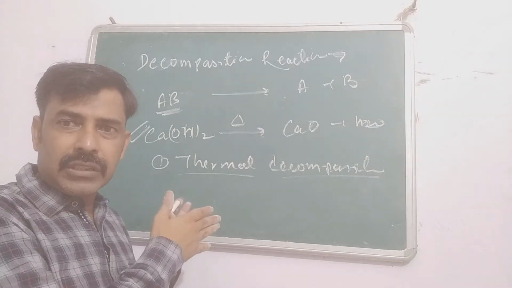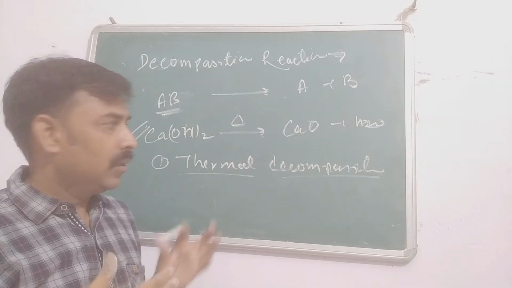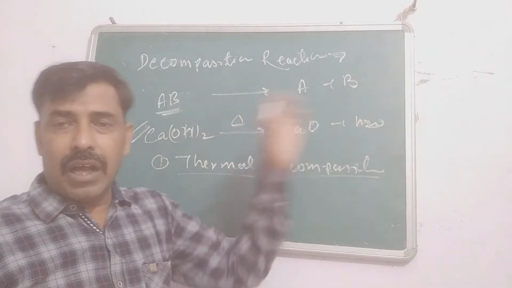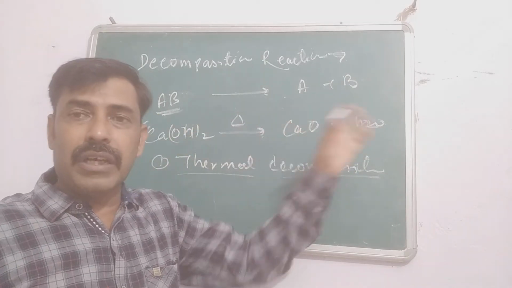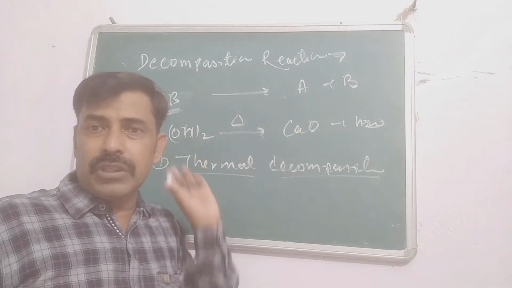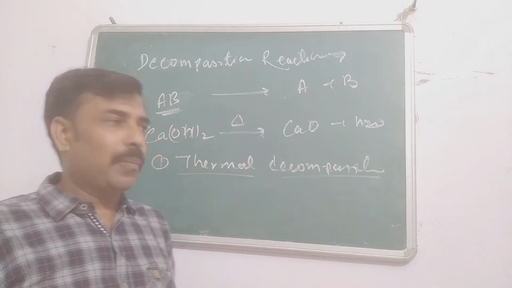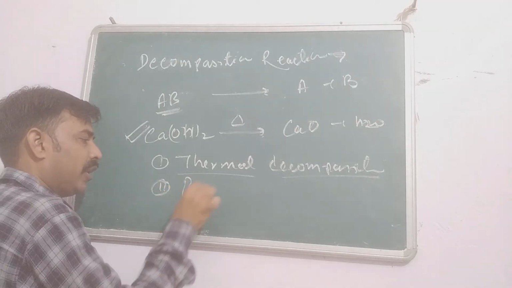According to this, calcium hydroxide is going to break into calcium oxide and water, and the process is called thermal decomposition, as the decomposition is taking place due to heat. The second one is called the electrolytic decomposition.